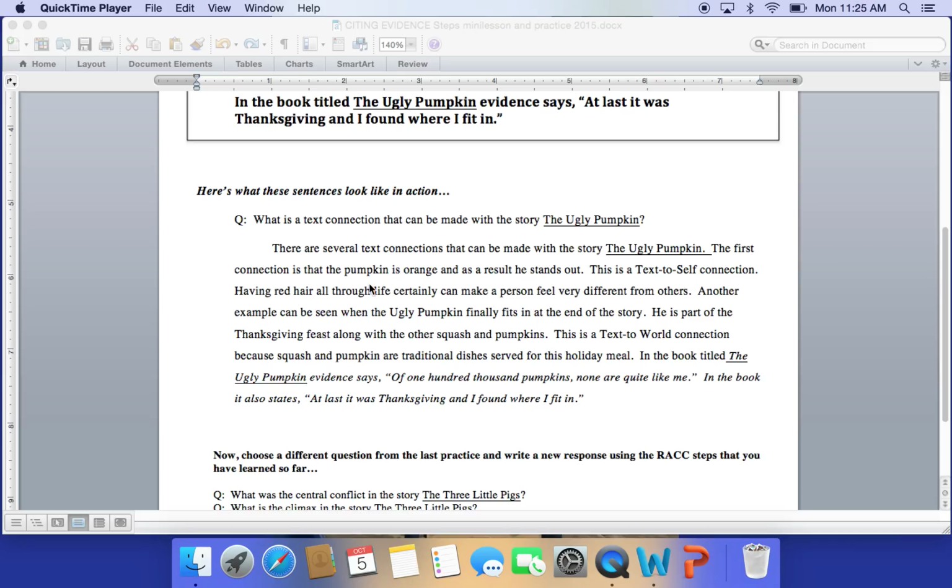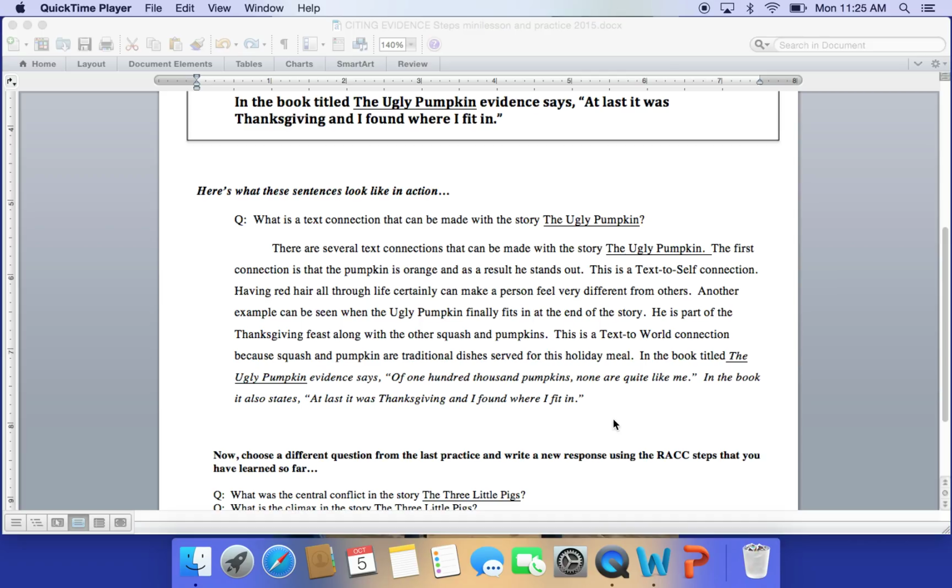You know, how I mentioned being different was a connection for me, just as the ugly pumpkin was different in the story. Also, the second evidence is here. In the book, it also states, "At last it was Thanksgiving and I found where I fit in." Now this evidence, the second citing evidence sentence, supports the second part of the answer, text-to-world connection. Once again, we're mentioning Thanksgiving, and he fit in finally at the Thanksgiving feast.